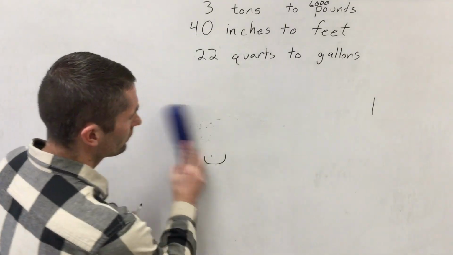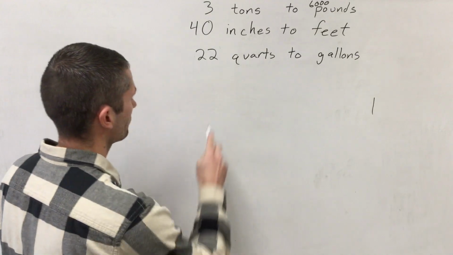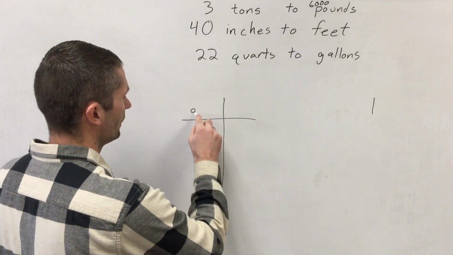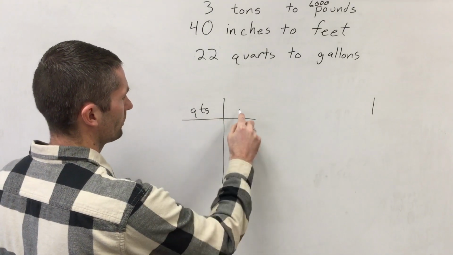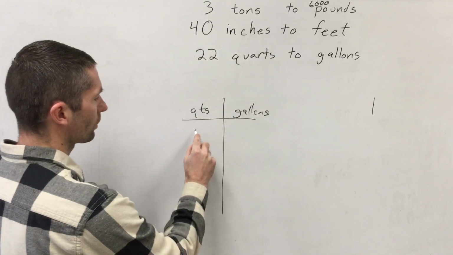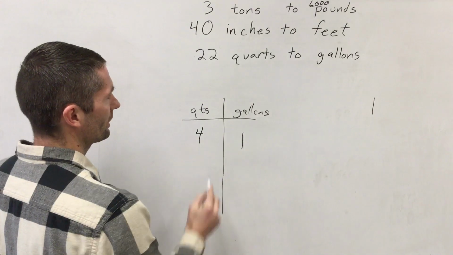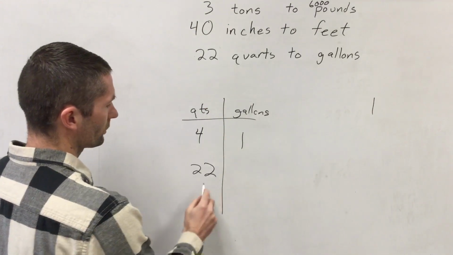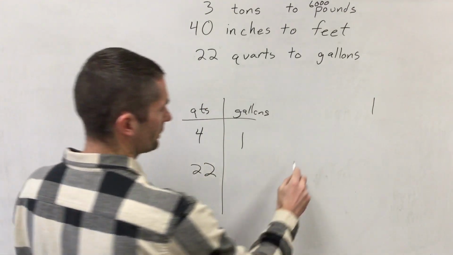Okay, the next one, 22 quarts to gallons. Doesn't matter which we put on which side. I'm going to put quarts over here, gallons over here. We know quart means quarters, so 4 quarts in 1 gallon. So to get to 22 quarts, we're going to see how many 4s fit into 22.